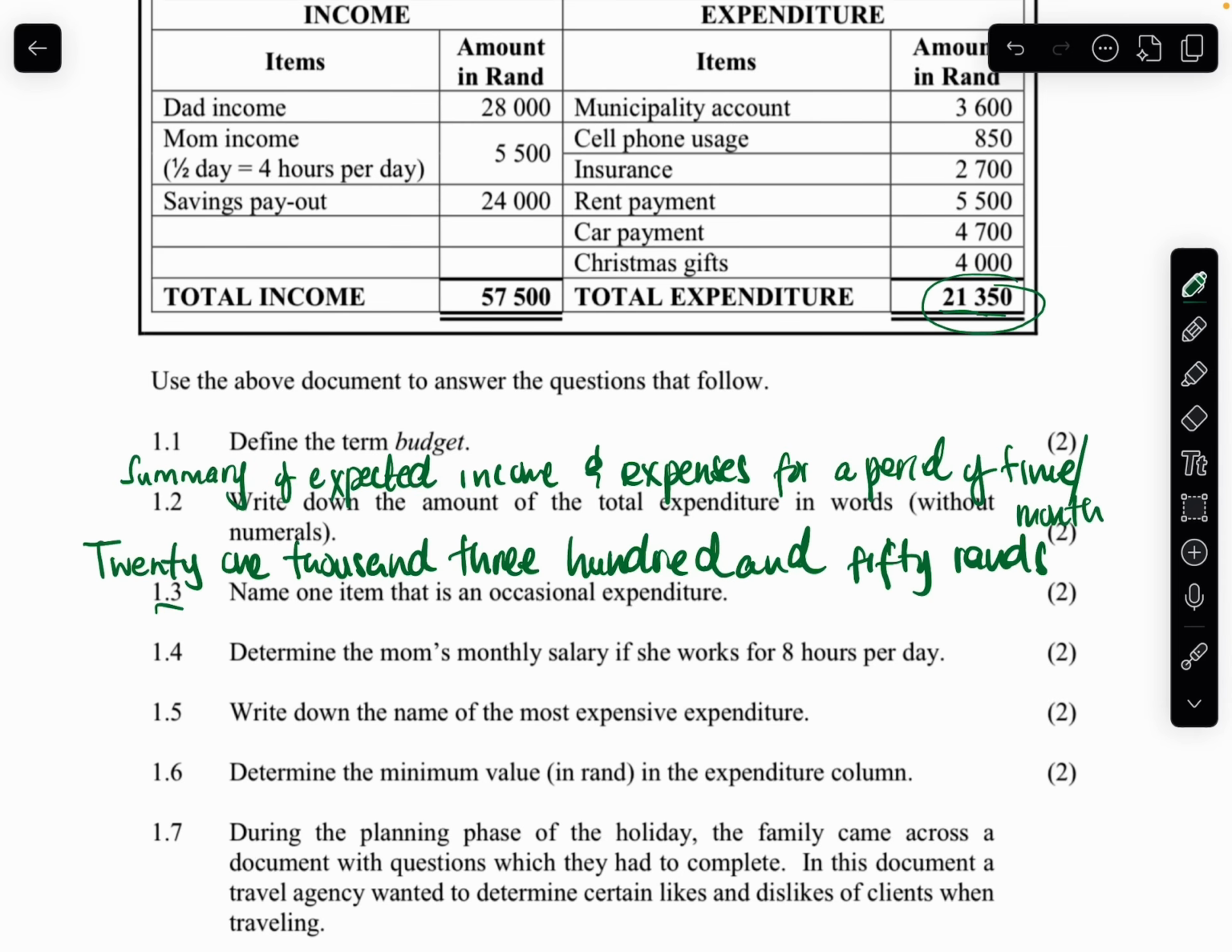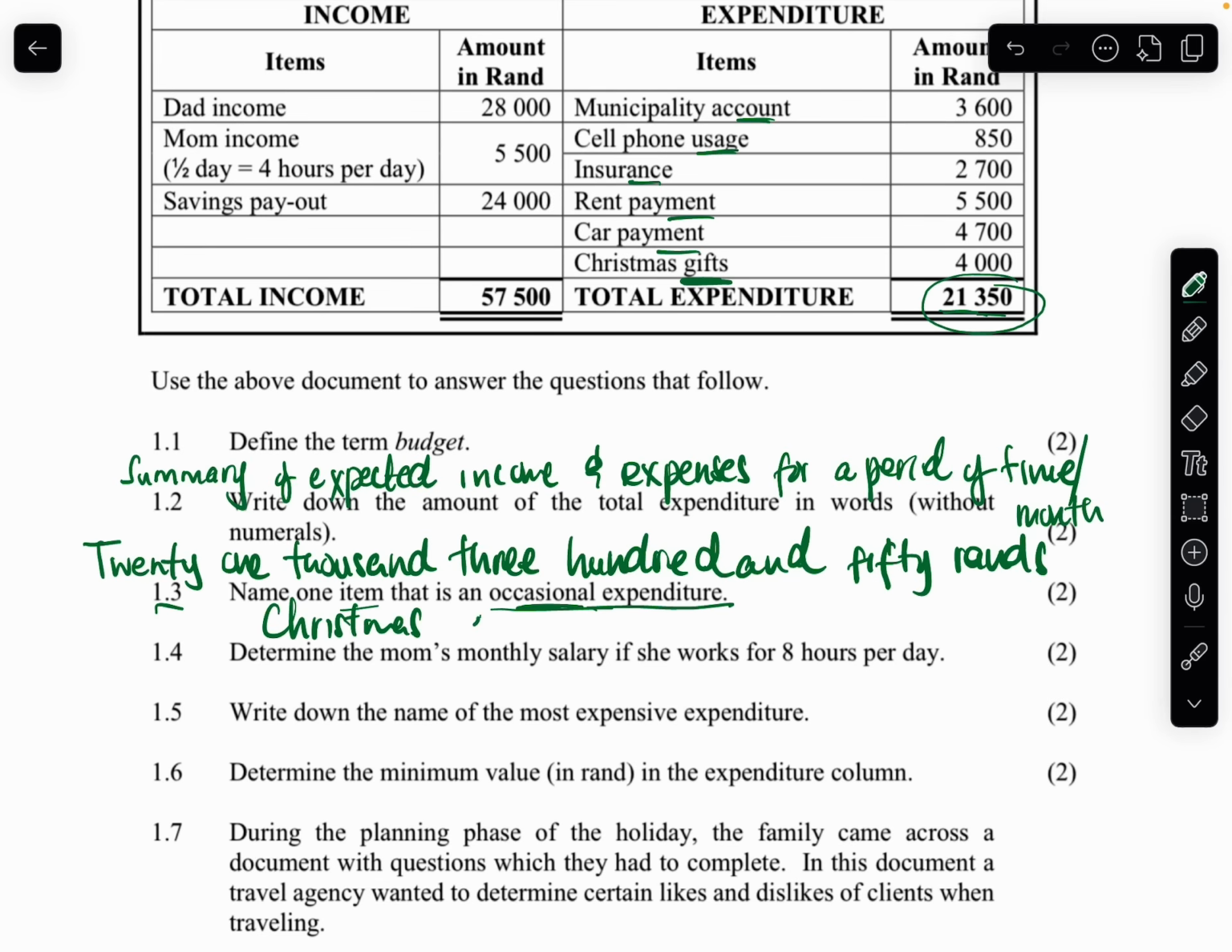All right, 1.3 says name one item that is an occasional expenditure. Occasional is an expense that is not there every month. If you look at the municipal bill, cell phone, insurance, rent, and car payment, they are not occasional, they are fixed. The occasional one, guys, is a variable. So it's a Christmas gift.